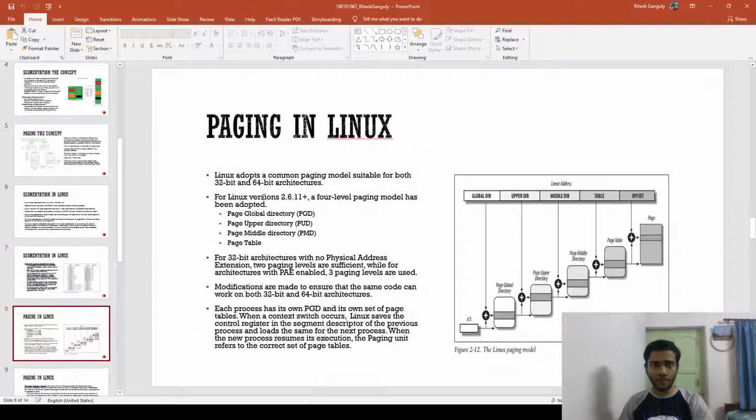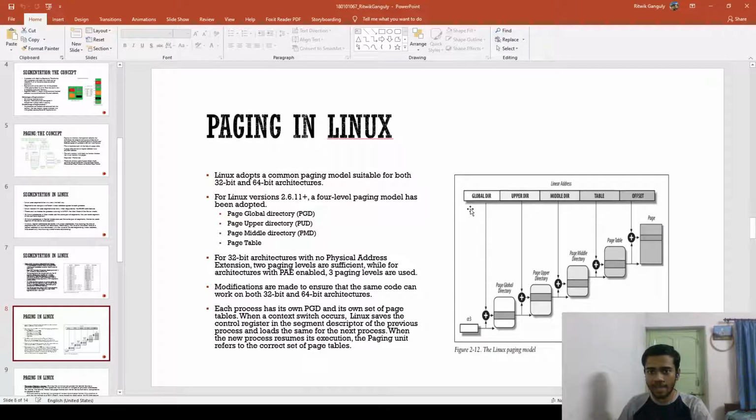Now moving on to paging. Paging is a very important topic in Linux because it helps to optimize memory accesses in a very good way. So Linux adopts a common paging model for both 32-bit and 64-bit architectures. So whatever code is written, we have to ensure that it runs on both 32-bit and 64-bit architectures. As we can see, the Linux paging model is there on the side.